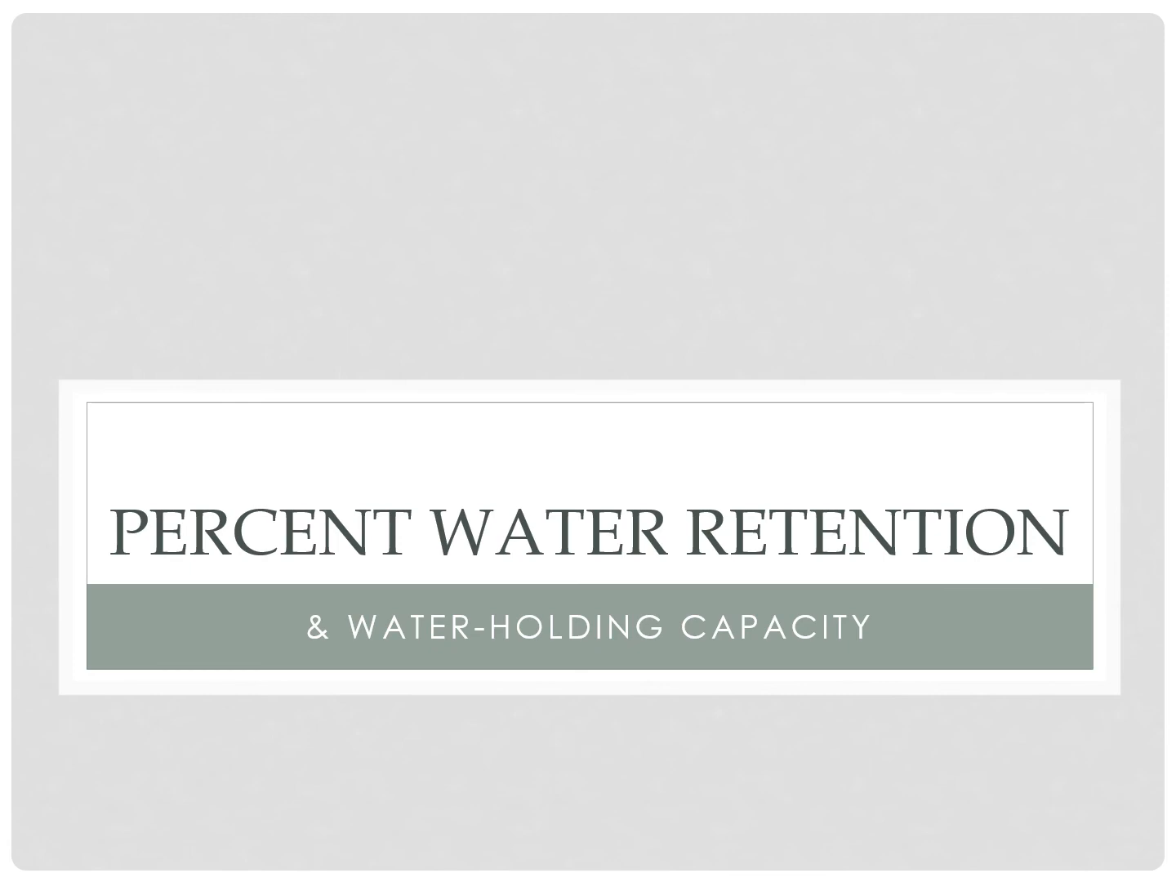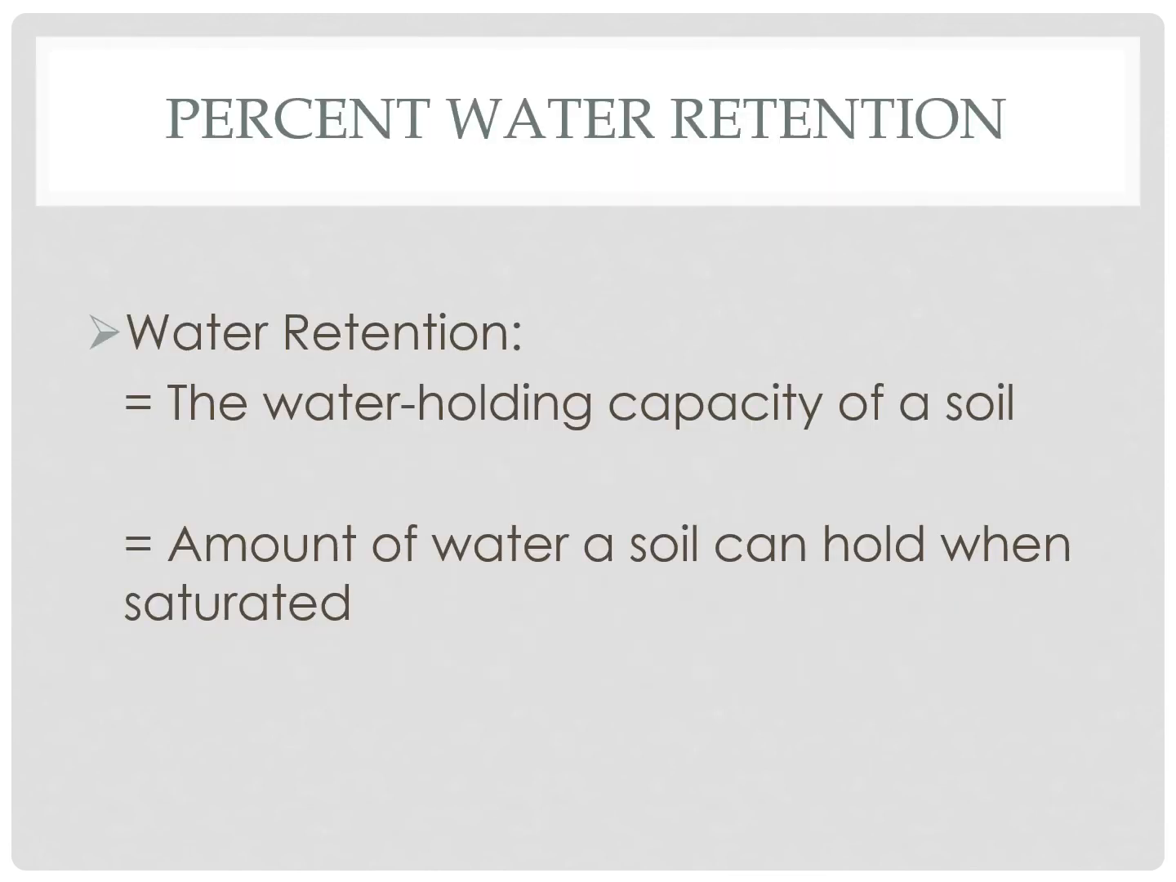So at the same time, we were looking at how much water went through the soil, but also how much it held back, how much it was able to retain. So water retention is the water holding capacity of a soil, the amount of water it can hold when saturated, how much water it holds on to. Permeability is how well the water moves through the soil. Retention is how well it holds on to that water.